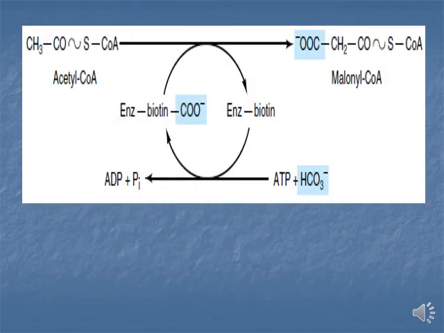Example of a biotin-dependent carboxylation reaction where there is carboxylation of acetyl coenzyme A to form malonyl coenzyme A by acetyl coenzyme A carboxylase. The biotin is bound to the enzyme and it also carries the carbon dioxide and it transfers it to the substrate to form the product.